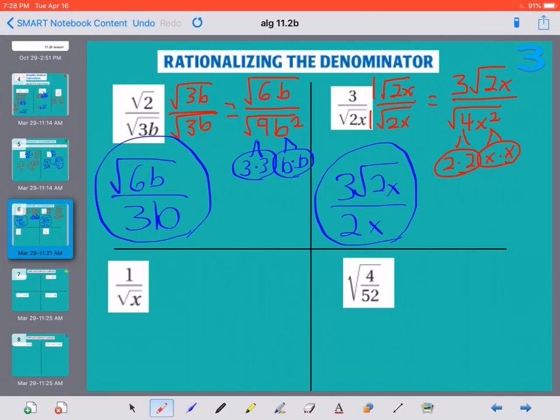Next one, we're still going to multiply the numerator and denominator by the denominator. So we'll have 1 times the square root of x over the square root of x squared. Now the square root of x squared, I can take x and I get a pair. We don't need to write this 1 because we know that 1 times anything will be the same thing. So I'm just going to write the square root of x over x.